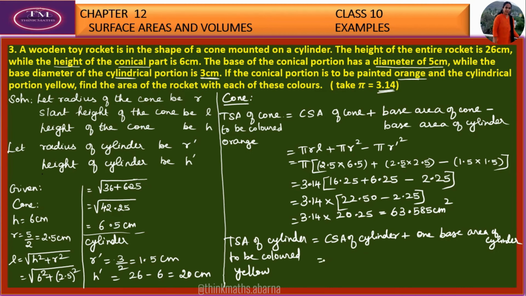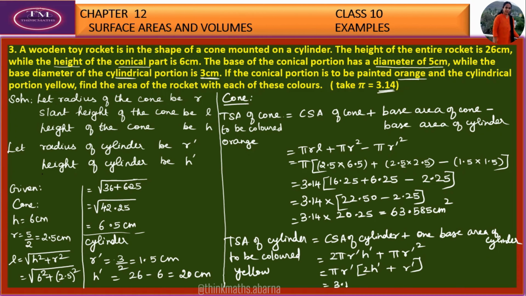The curved surface area of cylinder formula is 2 pi RH. So here R is R dash and H is H dash for cylinder. The base area of cylinder is pi r square. Here R is denoted as R dash. So pi R dash square. So pi is common, taking that outside. One R dash is common. So pi R dash is common. So 2 H dash plus R dash.